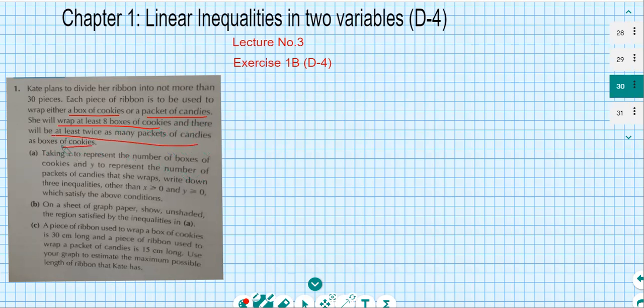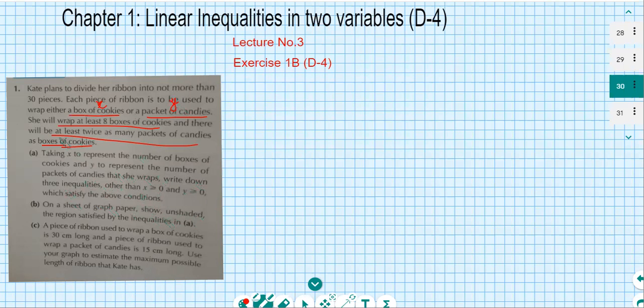Taking X to represent the number of boxes of cookies, this one, and Y to represent the number of packets of candies, this is Y. Write down three inequalities other than X greater than or equal to 0 and Y greater than or equal to 0, which satisfy the above conditions.